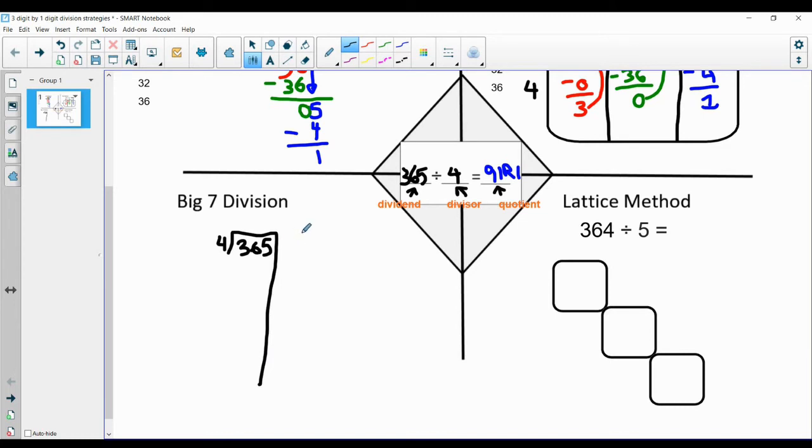With Big 7 division, this is also called the partial quotient strategy. And it's called partial quotient because you are dividing in parts using friendly numbers. Friendly numbers are numbers that end with 0. So for example, 10 is a friendly number, 30 is a friendly number, 50 is a friendly number.